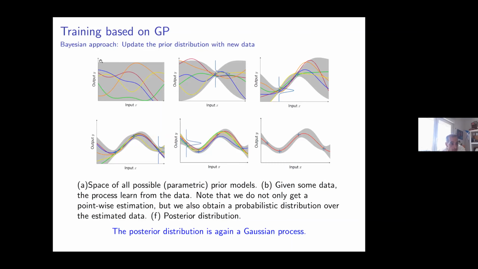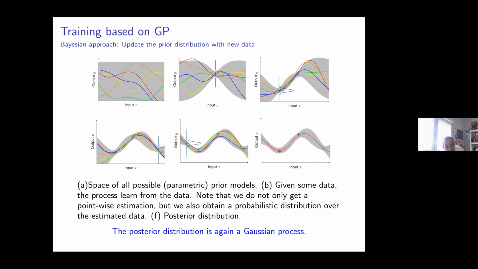So the first picture, the one here, is the space of all possible a priori models, the parametric models, and then we have some data of the system. With that data, we can start the process of learning, and we don't have only a point estimation of the data. We also have a probabilistic distribution over this estimated data. This plays the role of the posterior distribution now, and the good part of Gaussian processes is that this posterior distribution is again a Gaussian process.